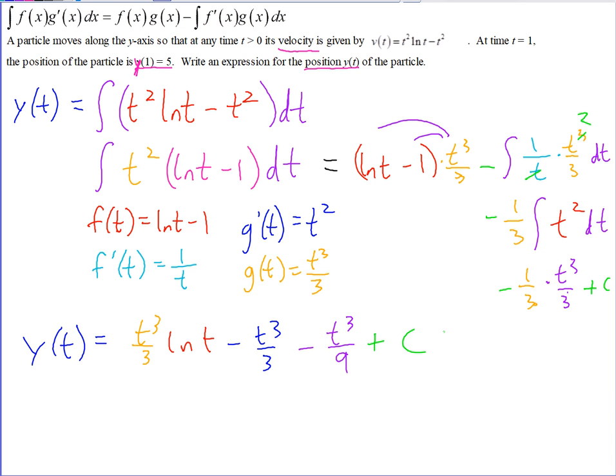So the only thing we don't know is what is that unknown constant, and that's where this point comes in handy. Notice this is our t value, and this is our y value. So we can see y is 5, so we can put in 5 for y of t, and put in 1 for all these. So this would be 1 cubed over 3 natural log of 1 minus 1 cubed over 3 minus 1 cubed over 9 plus c.